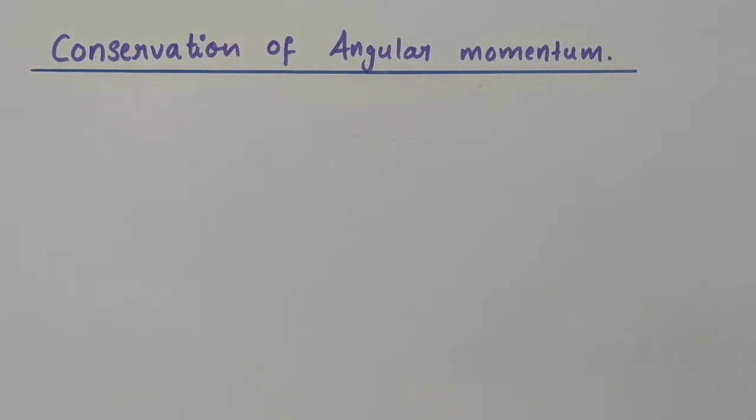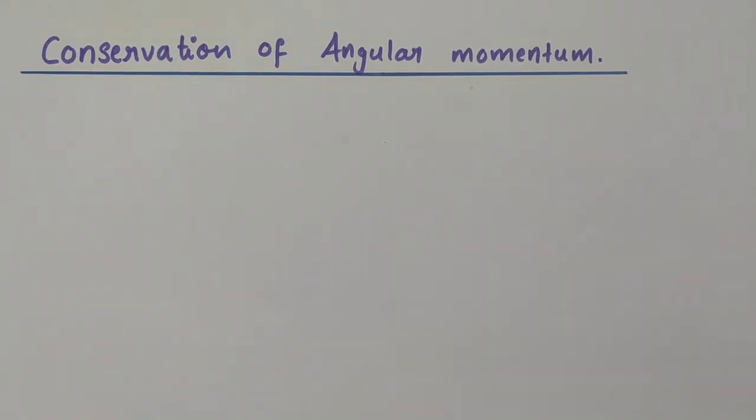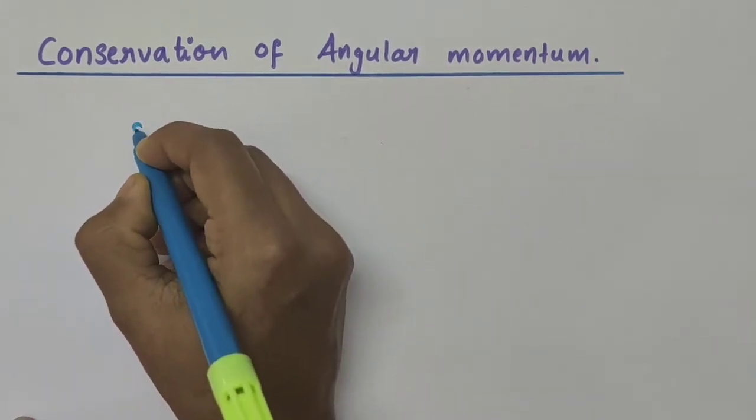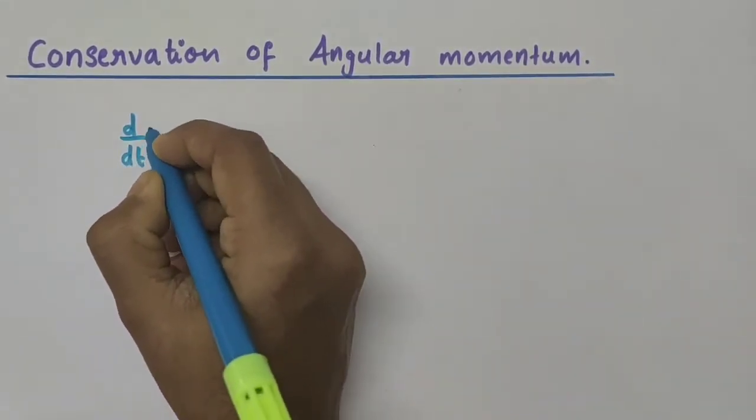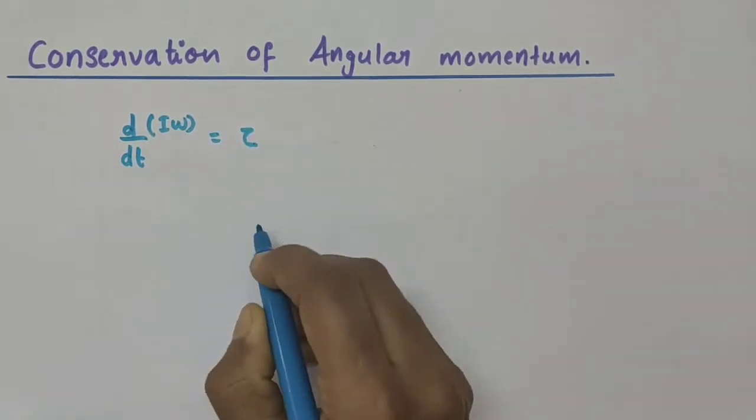Hello everyone. In this video, we are going to talk about the principle of conservation of angular momentum in the context of rotation about a fixed axis. We discussed angular momentum in the case of rotation about a fixed axis in our previous video, and we got one such expression, which is d by dt of I omega is equal to tau.